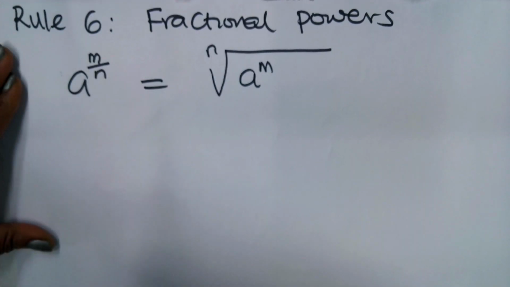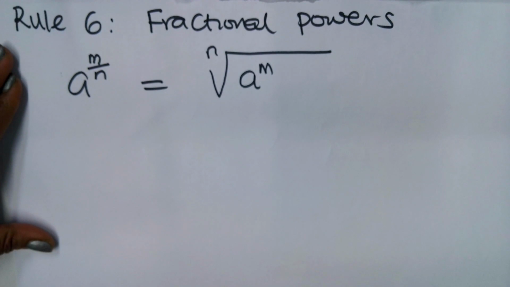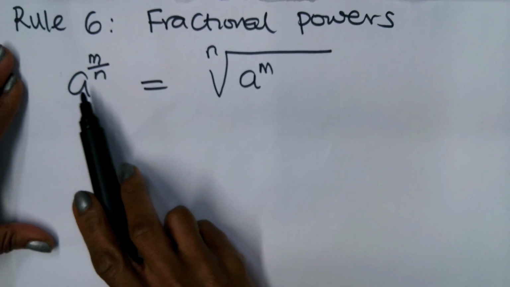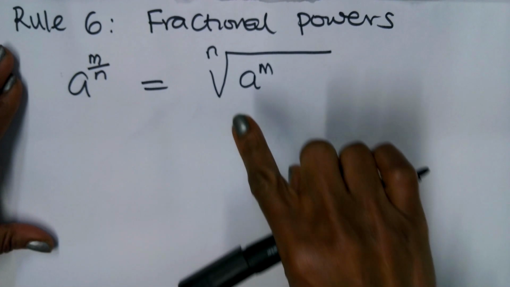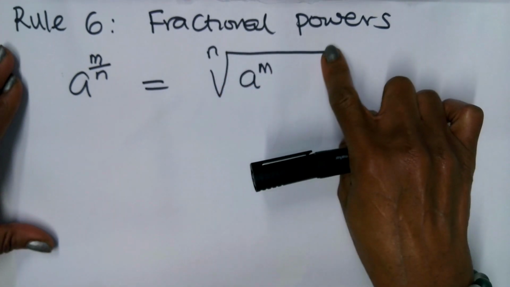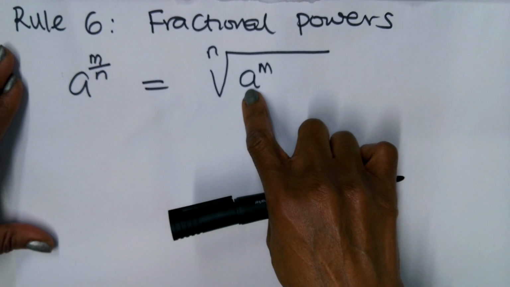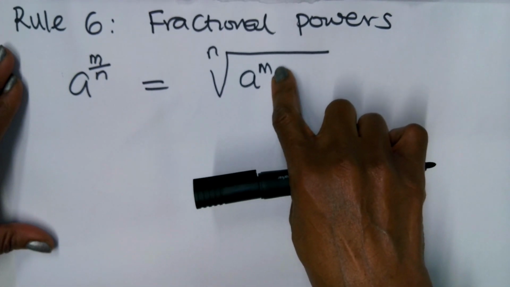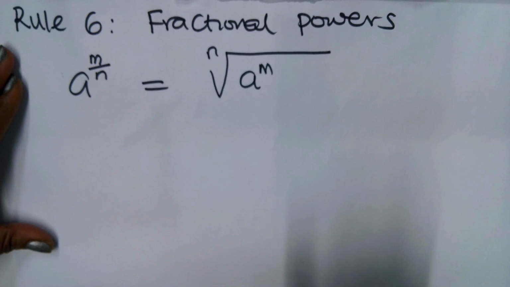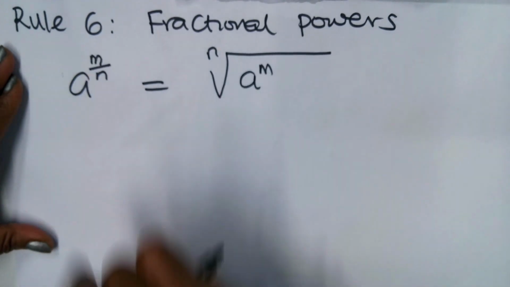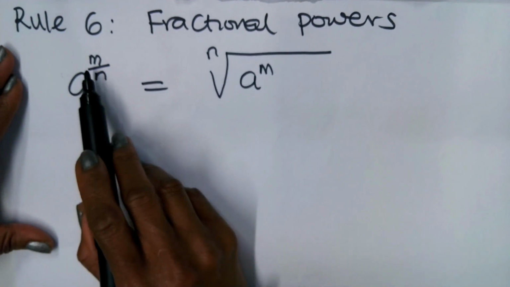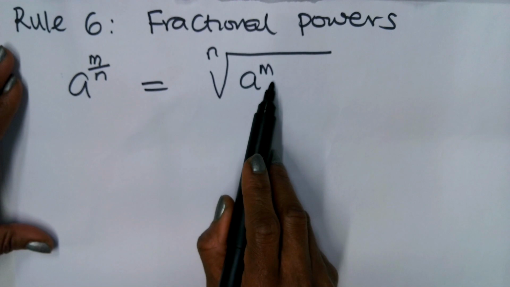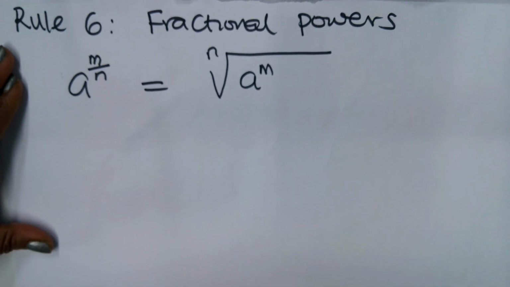Alright, so this rule 6 is the last rule for index laws. Okay, so if I've got a all raised to the power m over n, that means it's going to be the square root of a all raised to the power m, or it could be the cube root of a raised to the power m. So the denominator becomes the root and the numerator becomes the power. We're going to do some examples so you can understand it better.